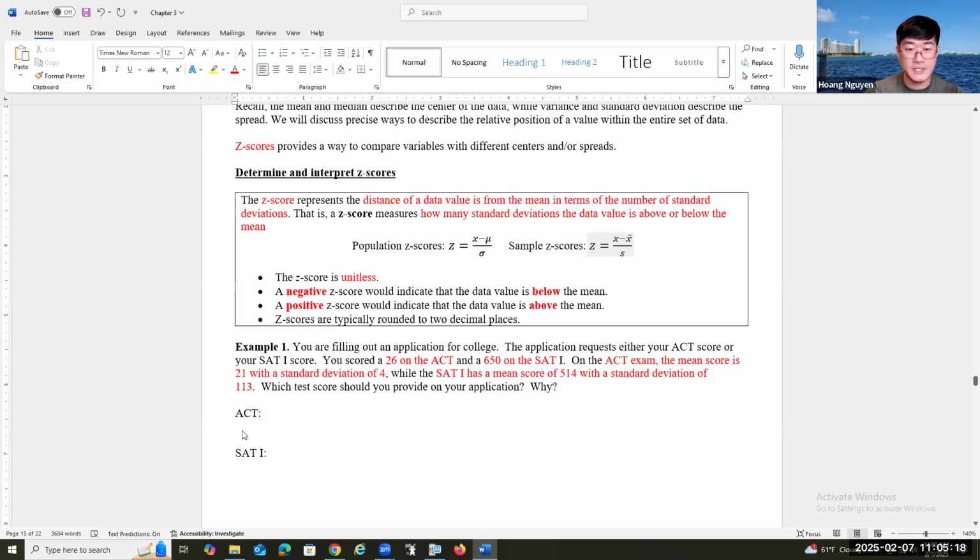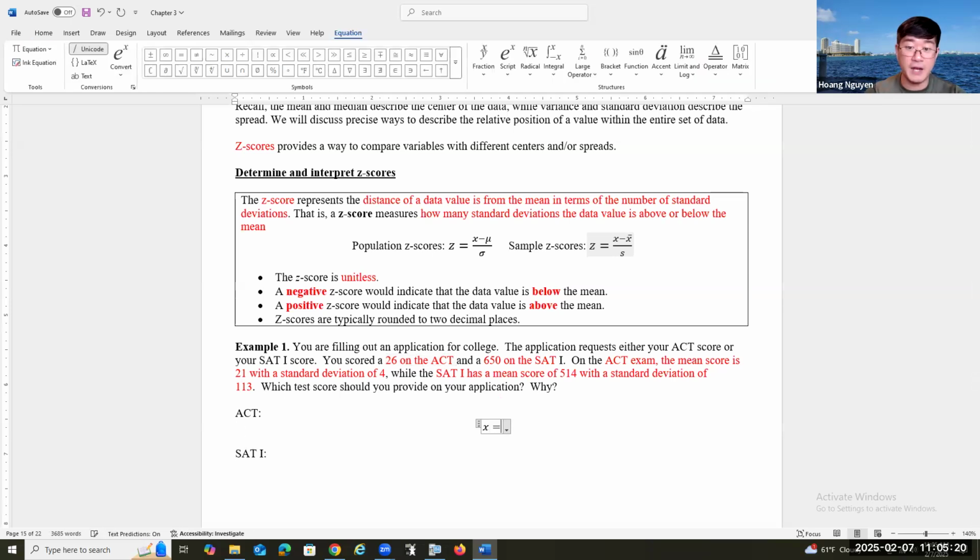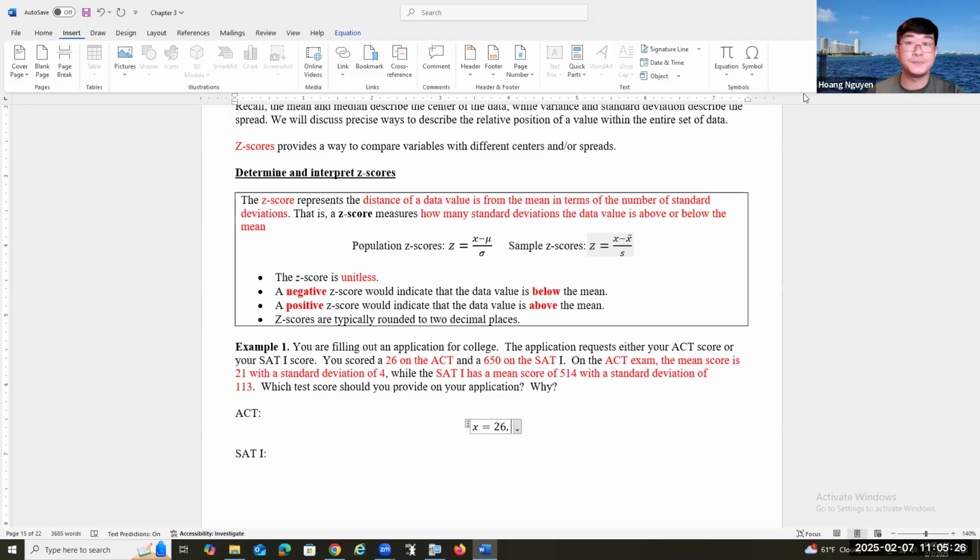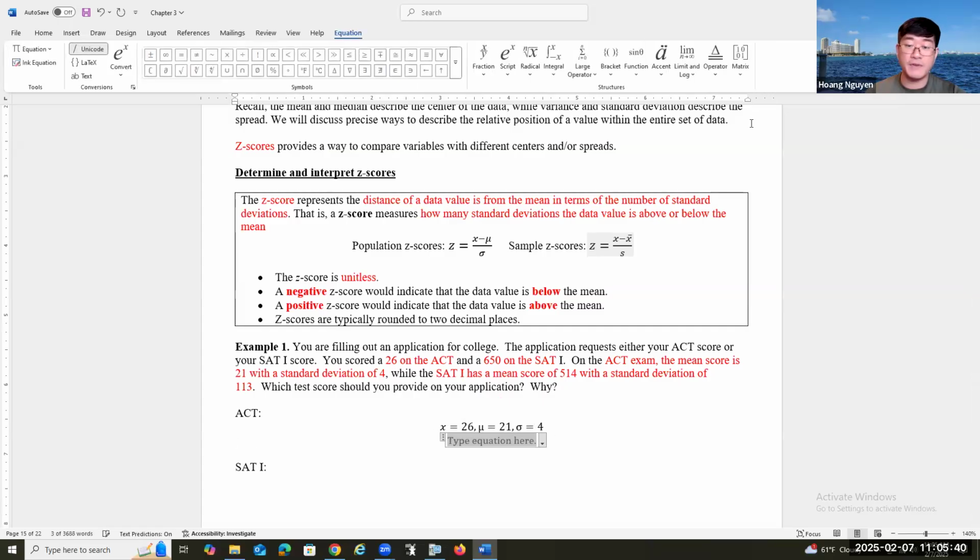We know the test value is 26. We know the mean, which you can use in the population. So the population mean equals 21, and the standard deviation equals 4. Okay, so we've got everything ready.